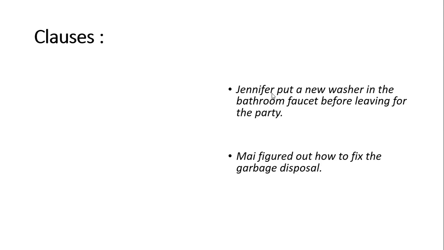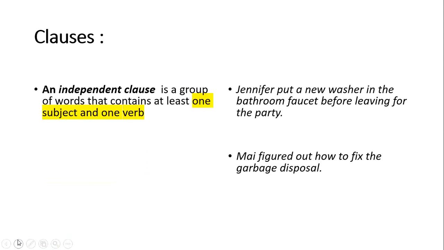For example, if we see this, Jennifer. So we have two types of clauses. One is an independent clause, which we are talking about right away: a group of words that contains at least one subject and one verb. That's the criteria. If you read the sentence, "Jennifer put a new washer in the bathroom faucet before leaving for the party," we have one subject. Who is she? We are talking about a subject, Jennifer. And if you look at the other sentence, "I figured out how to fix the garbage disposal." Absolutely clear, complete meaning. Yes, that's true. Very true.